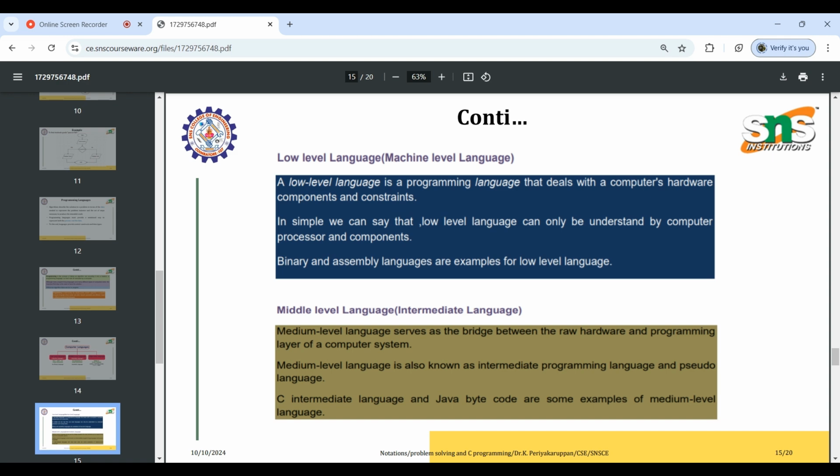Low level language is a programming language that deals with the computer's hardware components and constraints. In simple terms, low level language can only be understood by the computer processor and components. Binary and assembly languages are examples of low level languages. Medium level language serves as a bridge between the raw hardware and programming layer of a computer system. Medium level language is also known as intermediate programming language and pseudo language. The C intermediate language and Java bytecode are some examples of medium level language.